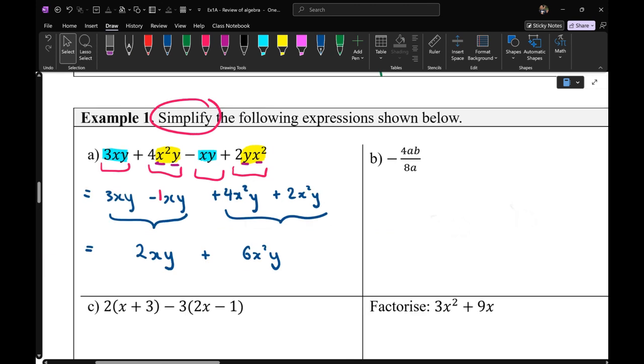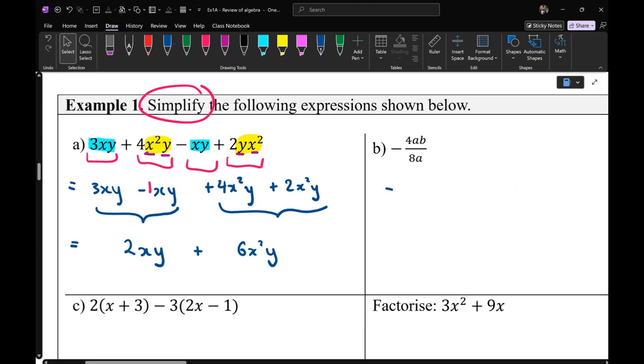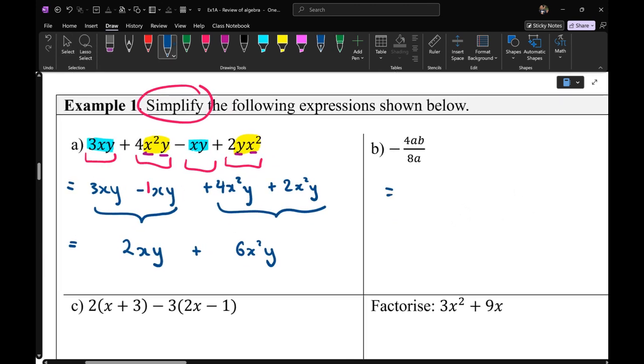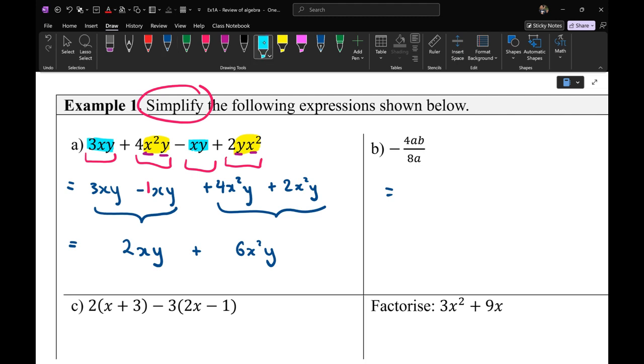Next one, B. Let's have a look at B. Negative 4AB divided by 8A. This one, what can we simplify? What are some terms that we can simplify at the moment? Can I please have, yes, Andrea? Yes. We can simplify A's. A divided by A is equal to what? 1, good. Sometimes students tell me it's 0 because they're used to doing this.